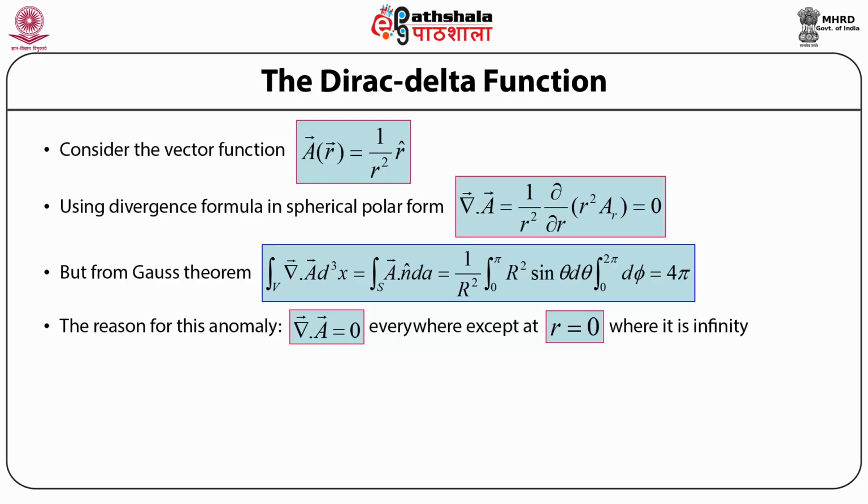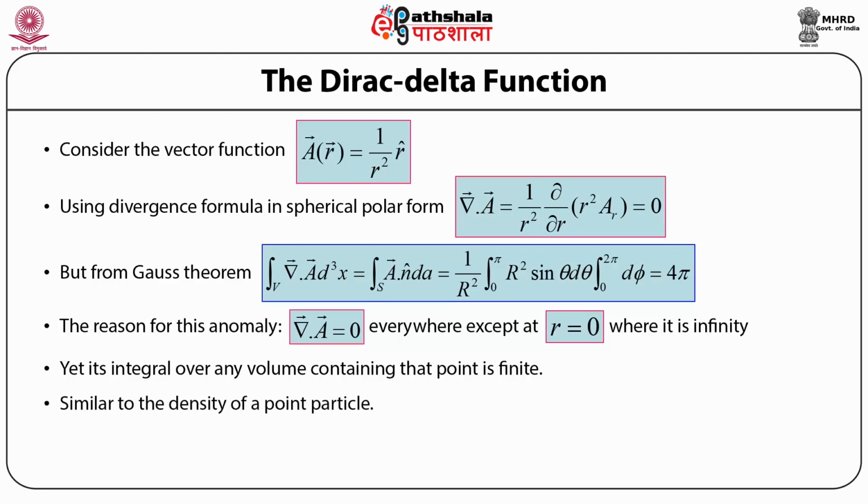And there, this divergence goes to, or diverges to, infinity. And it's because of this that the integral over any volume of this divergence of the vector function A, which contains that point at which this diverges to infinity, will always be finite. That means the volume integral of the divergence of such a function will always be finite. And this is similar to the density of a point particle. And this leads to a definition of an operator or a function which we call the Dirac-delta function.